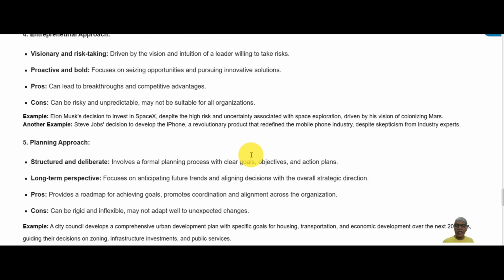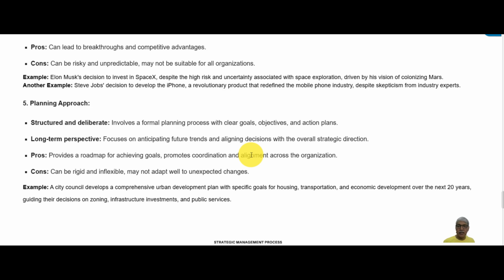Then we have the planning approach. Here, let's take for example the city council. They want to develop a park with specific goals. They want a housing complex over there. They want transportation facilities. They want the economic development over that area in the next 20 years. So they guide their decisions on zoning the place or infrastructure investments and things like that. This is known as the planning approach.